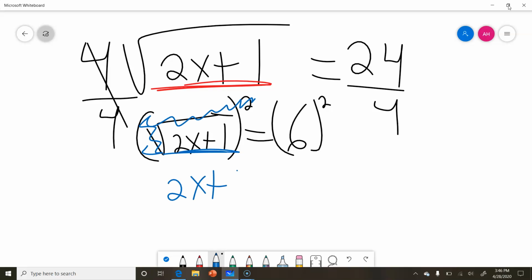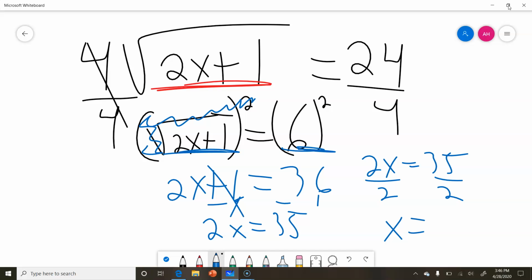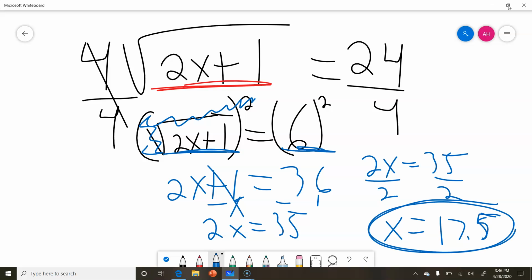What happens now is that this whole thing goes away, including the squared mark, and I get 2x plus 1 equals, what, 6 times 6? 36. I subtract 1. Boom, subtract 1. I get 2x equals 35. And when I have 2x equals 35, what do I do? I divide by 2, divide by 2, and I get x equals 17.5. Okay, and there is my final answer.